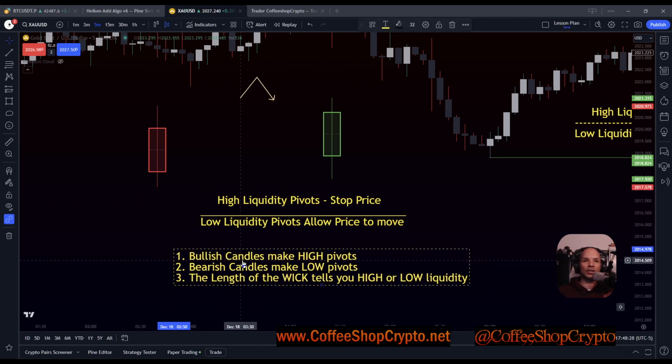Now, the other thing you need to understand is that bullish candles make pivot highs. Bearish candles make pivot lows, okay? And that's just a rule that I have developed for myself when using a liquidity seeking strategy, okay? And the length of the wick on the candle will tell you if the liquidity is on the correct side or not, okay?